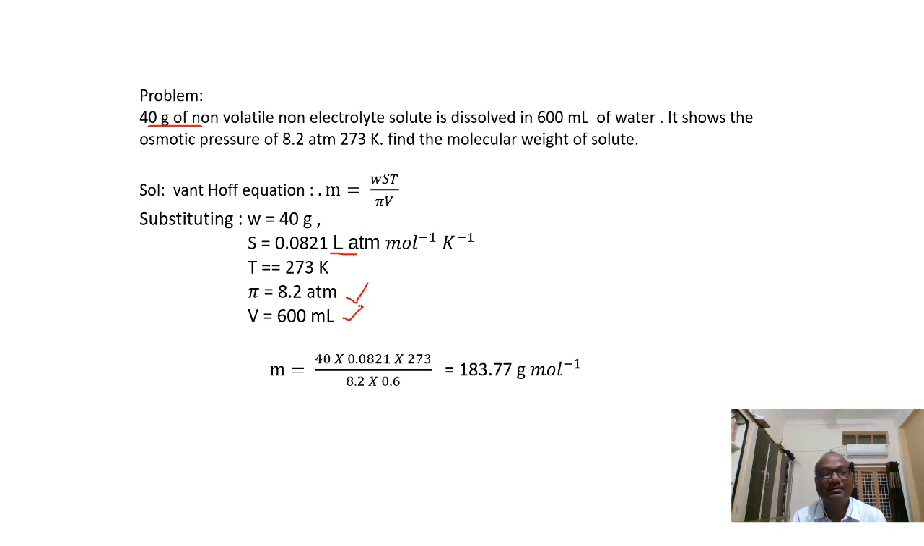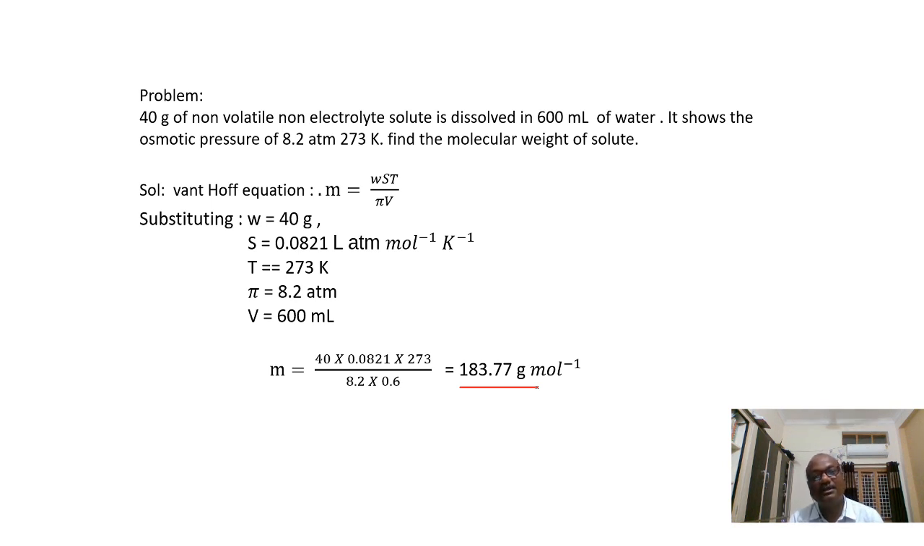Let us substitute. W is equal to 40 grams, S value is 0.0821, temperature is 273, divided by 8.2, which is the pi value, into 0.6 liters. When you solve this, m is obtained as 183.77 gram per mole.